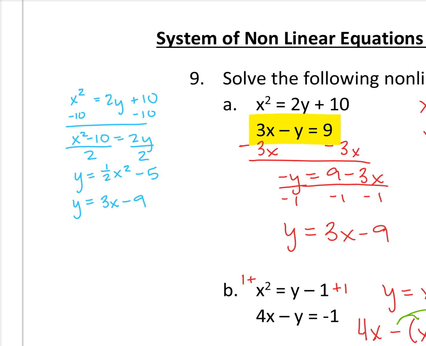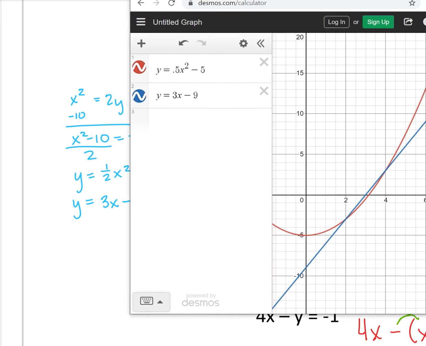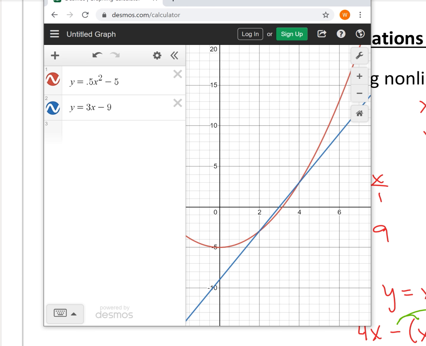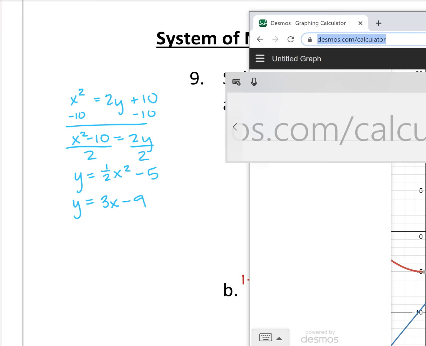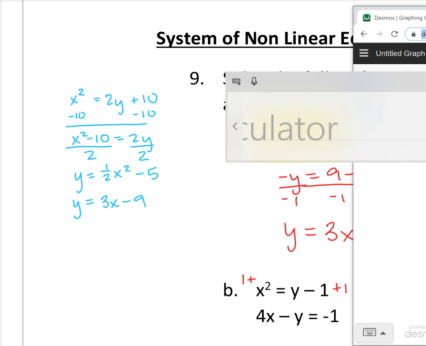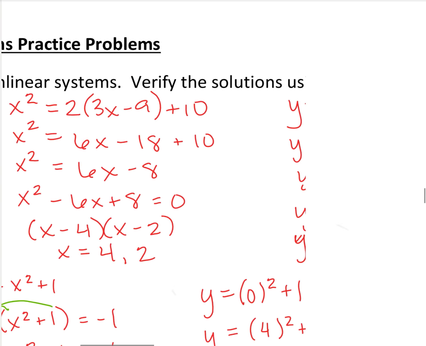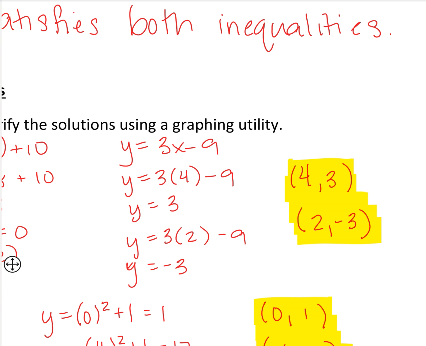Now, in order to do that, I actually went to Desmos.com, my favorite little website here, and I plugged them in. I have 0.5x squared minus 5 and 3x minus 9. Now, in Desmos, I can see that I can, again, pinpoint it at 2, -3, and at 4, 3, which are my solutions. Oops, sorry, guys. Right? I got 4, 3, and 2, -3.